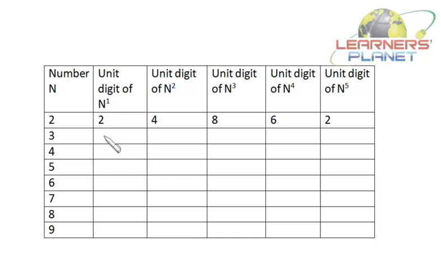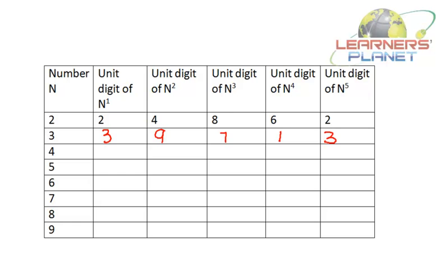It's 3 raised to 1 will end in 3. 3 3s are 9. 9 3s are 27. I'll write 7. I'll drop 2. 7 3s are 21. I'll write 1. I'll drop 2. Then 1 3 is 3.